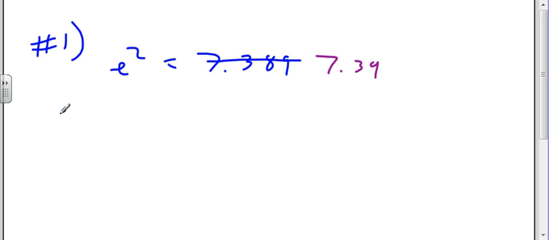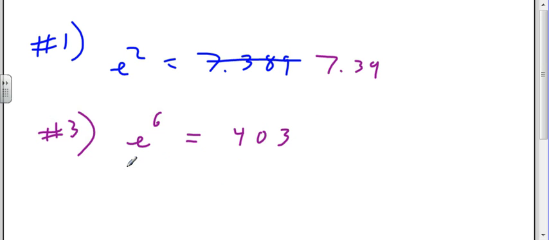And then we'll look at number 3. And again, I'm supposed to get 3 significant digits. I want e to the 6. So I go to my calculator, e raised to the 6th power. And I get 403. Yeah, 403. Okay, good. And that'd be the 3 significant digits as well.